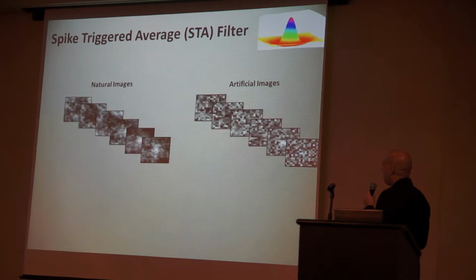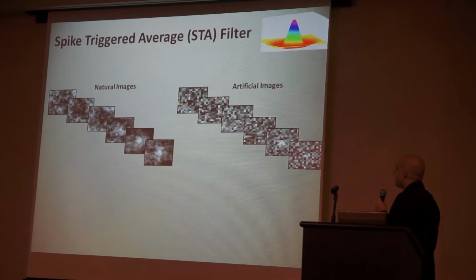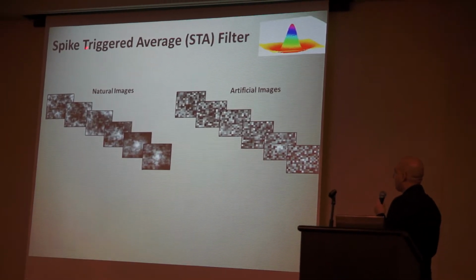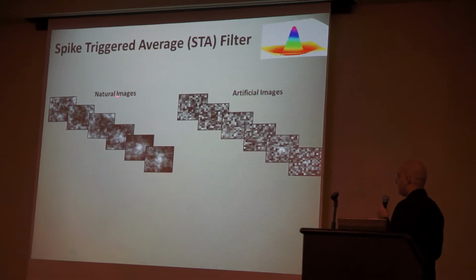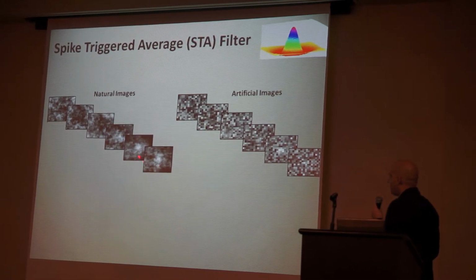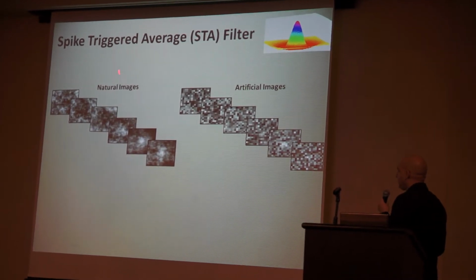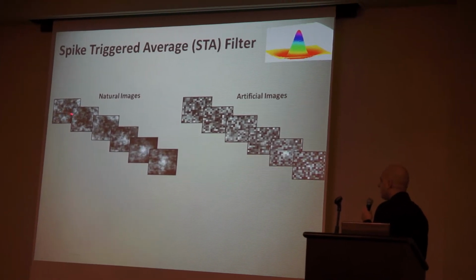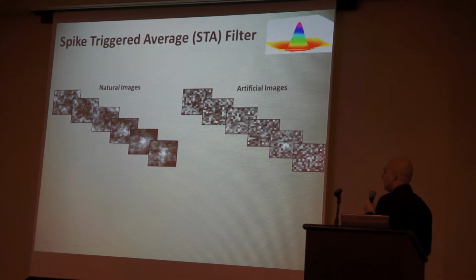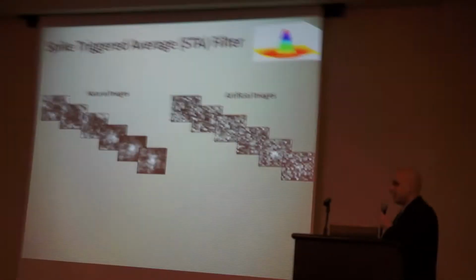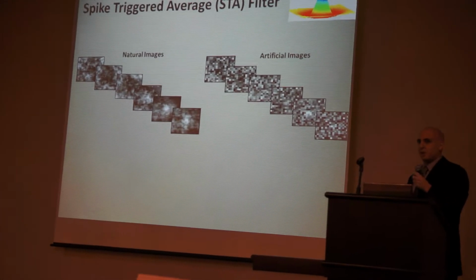So looking at the spatiotemporal filter, this is the filter calculated using a spike-triggered average method, and for natural images, you can see that this particular RGC likes dark objects turning into white presented at the center of its receptive field, which means that this is an on-type cell. It likes changes from dark to bright.